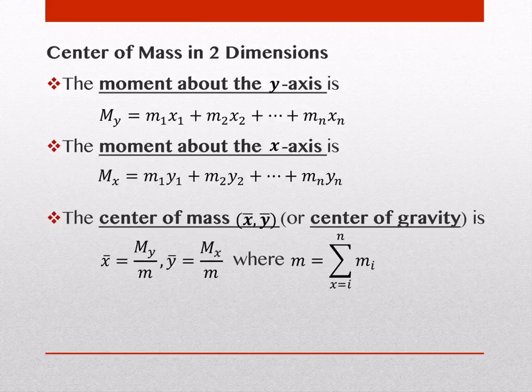But then when you find the center of mass, also known as the center of gravity, the x average, x bar, is actually the moment about the y-axis, m sub y over m. And the y average, y bar, the y part of the center of gravity, is the moment around the x-axis, so m sub x divided by m.